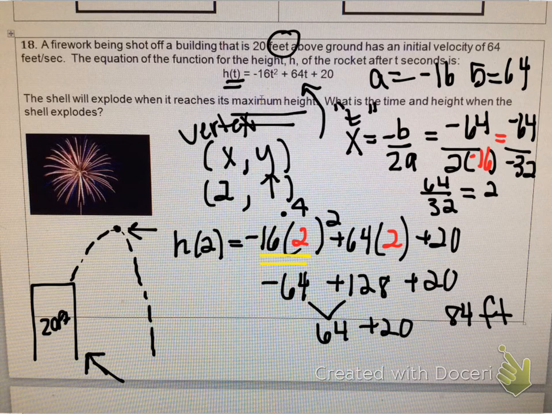So the final question is, what's the time and height when it explodes? At the very top. So in 2 seconds, it reaches 84 feet where it explodes.